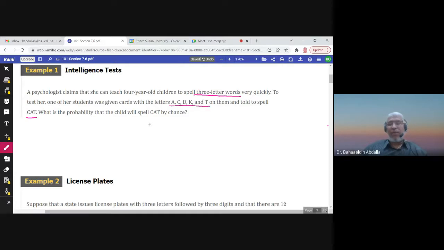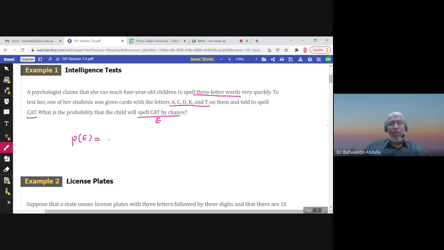cat. What would happen to spell the word cat? The student will select first the C, then A, then T. The question: what is the probability that the child will spell cat by chance? So if we call spelling cat by chance the event E, now we are asked to find the probability of E.